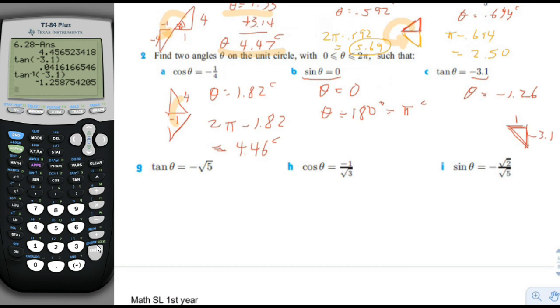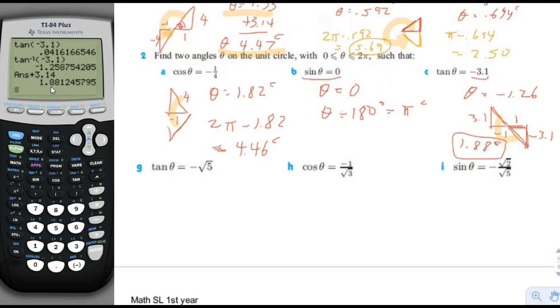Sorry about that. And then, of course, the other triangle that has the same tangent would be this one here, because this would be -1/3.1 or 3.1 over negative 1. They would be the same ratio. So to find this one, it's just 180 degrees difference, right? So I could take negative 1.26 and subtract that, or I could add 3.14 to that. I can just add 3.14, and that gives me 1.88. Okay, so the other angle is 1.88.